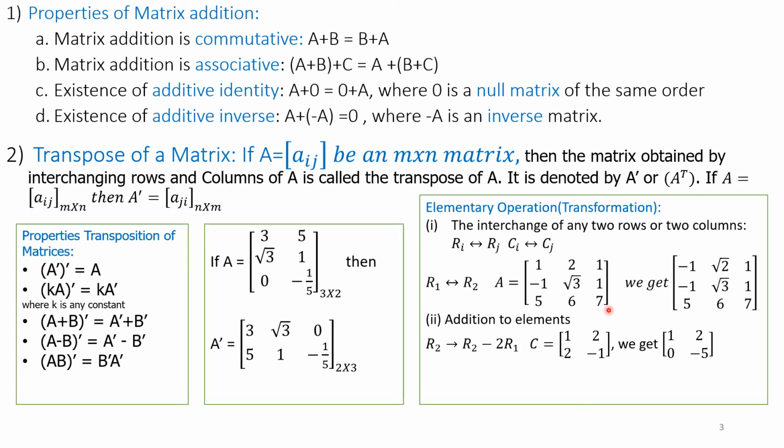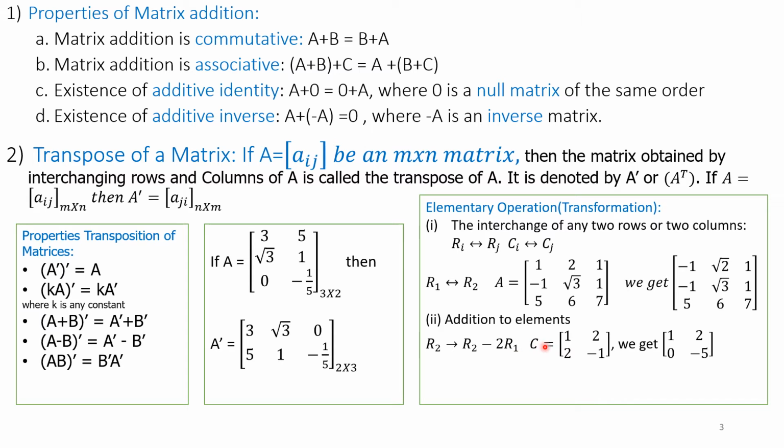Now there is one more operation in transformation, that is addition of elements. We can add or subtract elements following certain rules. So that indication we have to show in the beginning. Let us take a matrix C equal to 1, 2; 2, minus 1, which is given. Here we want to perform an addition operation on the elements. That is, in row 2 we want to perform R2 goes to R2 minus 2R1. So let us see it.